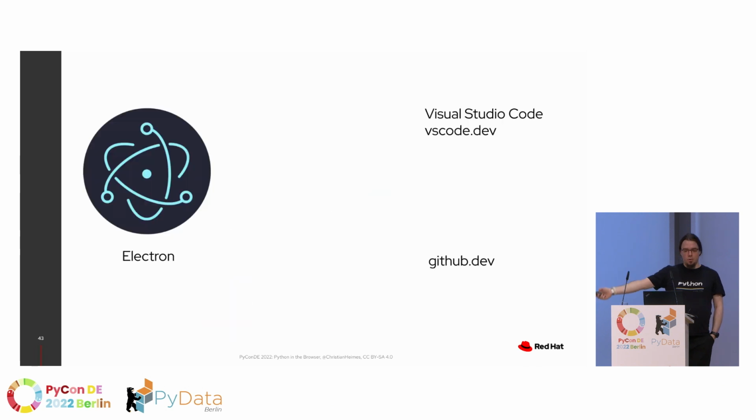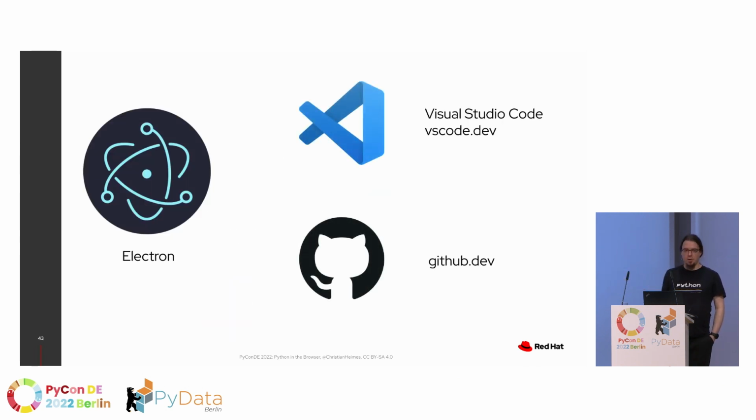Other things you can do, like there's something called Electron, which runs Visual Studio Code, or there's VS Code Dev or GitHub Dev, so web IDEs, or IDEs that currently run in TypeScript or Node.js. They don't have Python yet, but they could just have a button to start a Python shell, and you have a Python shell, and you can develop your Python code and execute it in your browser without installing anything.